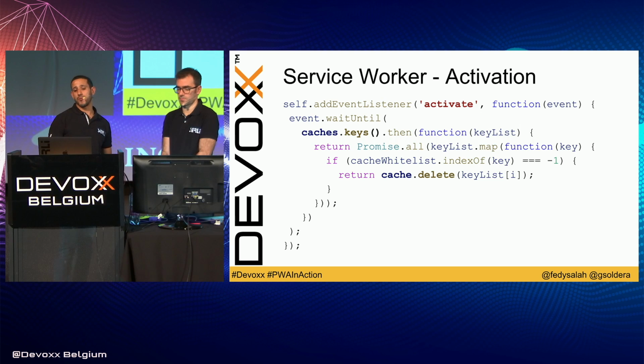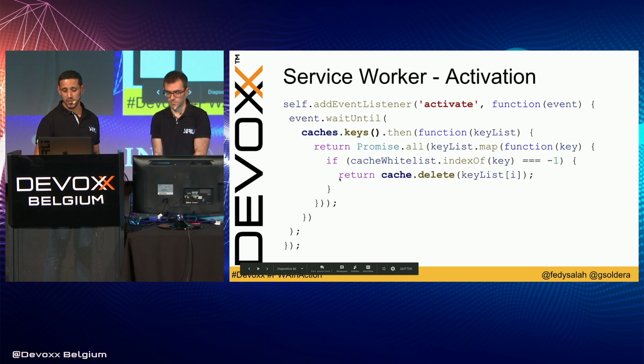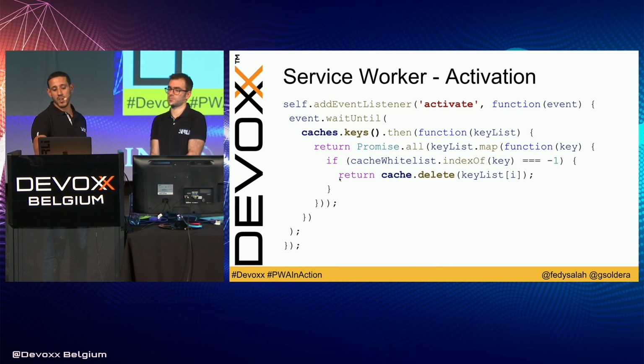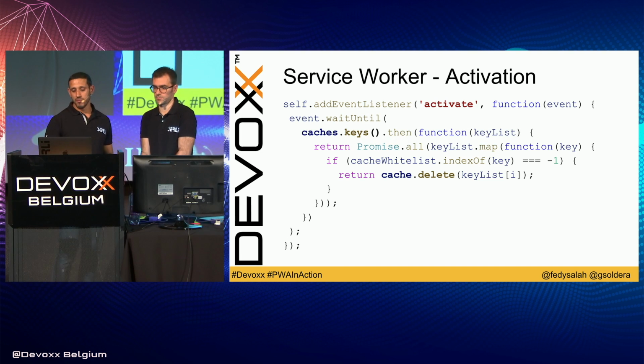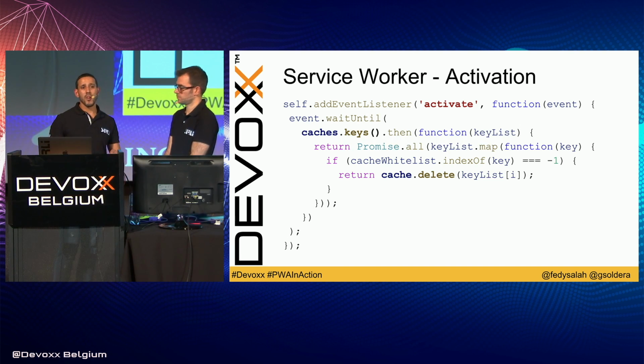So here is an example for activate. The same way, we will wait until we fetch all the keys from the cache, then delete all the keys. Maybe we can have a sort of whitelist, because, I don't know, the background image does not change on every build, so we will keep it on a whitelist and never wipe it from the cache.